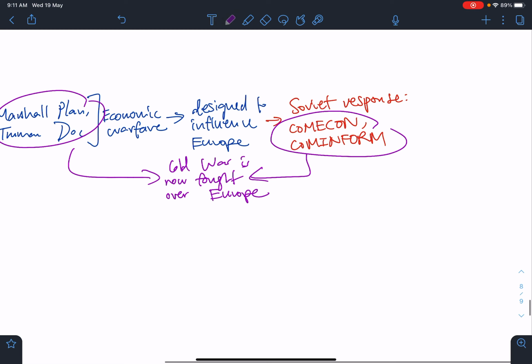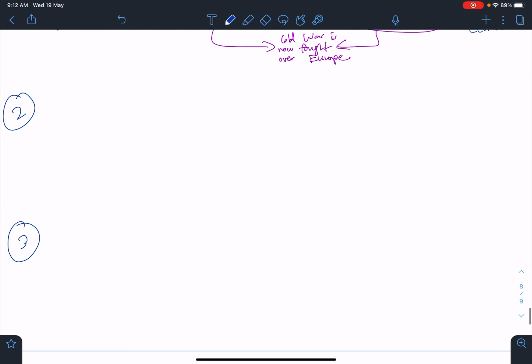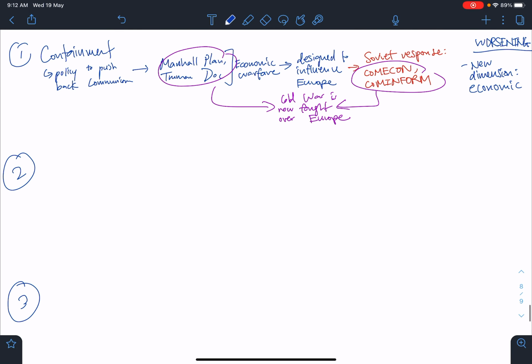Okay, so what is the worsening here? There is a new dimension, which is the economic dimension of the Cold War. Okay, good. So now I have a conclusion here that I know I must talk about the economic dimension, which means naturally there must be some other dimension, maybe a military dimension or an ideological dimension, and so on and so forth. Okay, so if I think about it, I probably have to talk about the Berlin blockade.